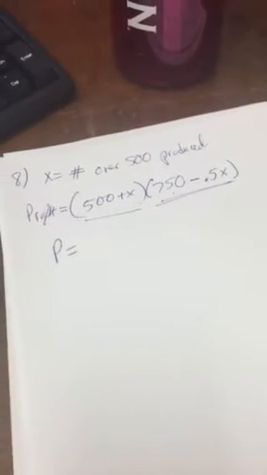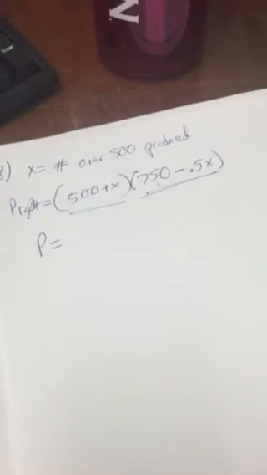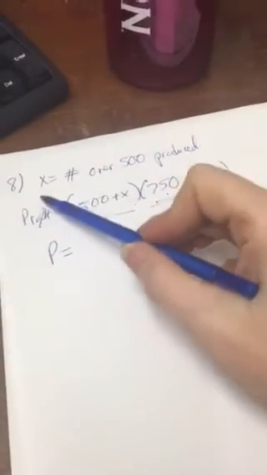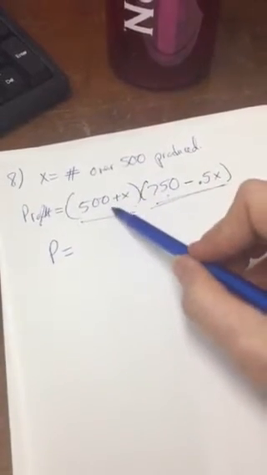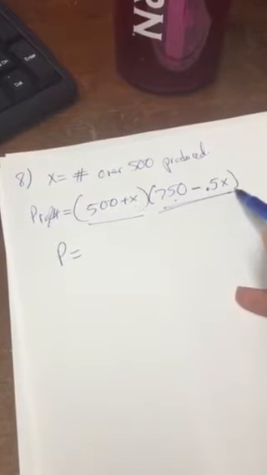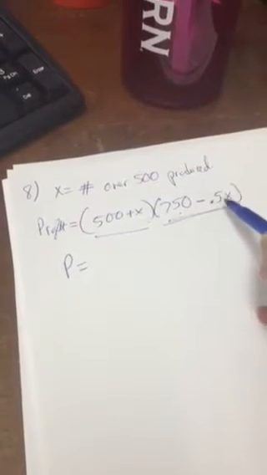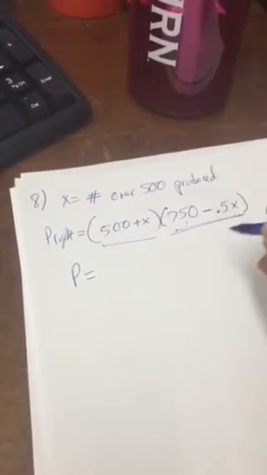So this problem is also from 4.5, but it's different from the fence because we have to create our own function. So x is going to be the number over 500 produced. Our profit's going to be 500 plus x, that's how many engines, times how much they cost. Now remember, the reason it's 0.5 times x is that for every extra one, it goes down 50 cents. So that's where it is.